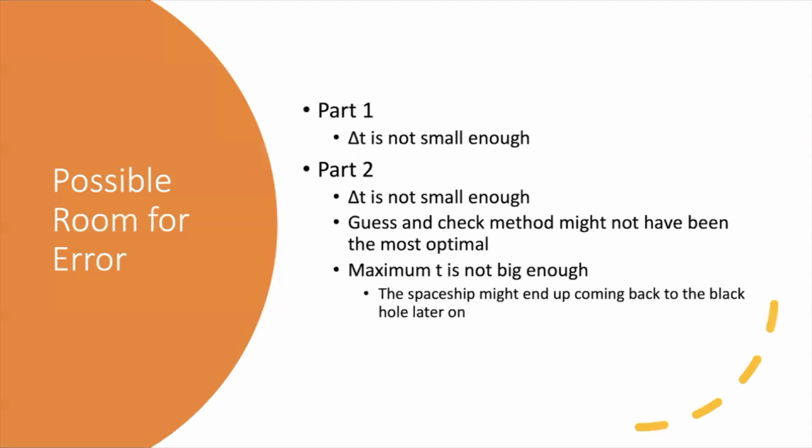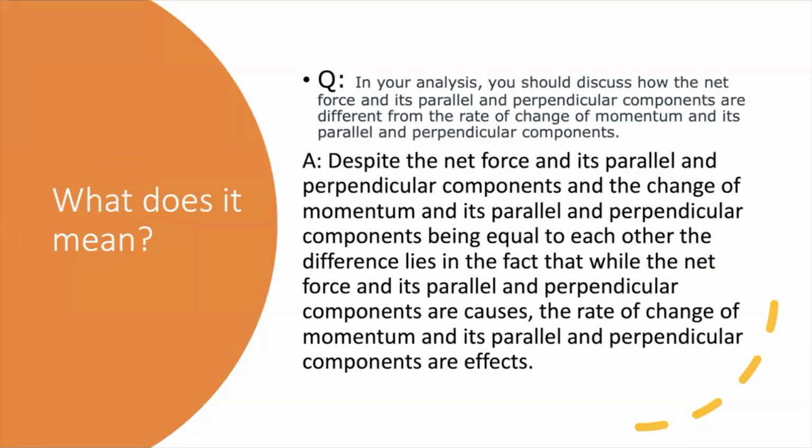Now to discussion. The possible room for error in part 1 was that delta t might not have been small enough, and in part 2, delta t also not being small enough, the guess and check method not being the most optimal, and the maximum t not being big enough, as a spaceship might end up coming back to the black hole later on.